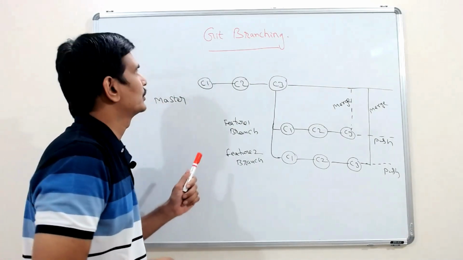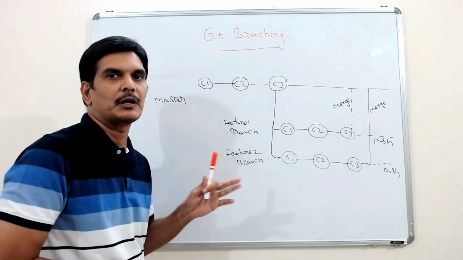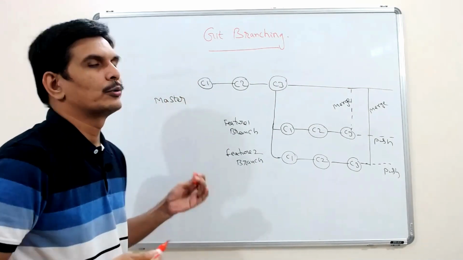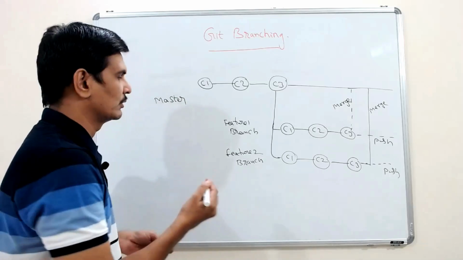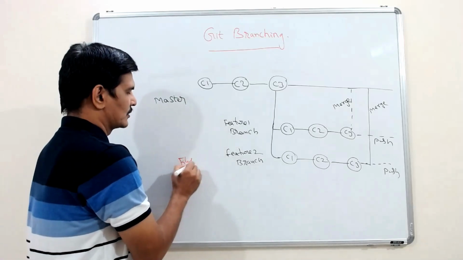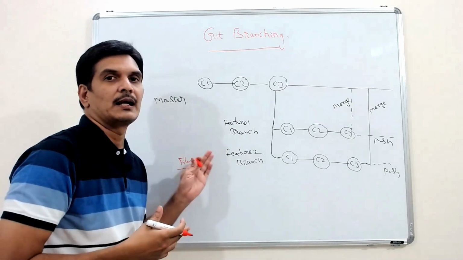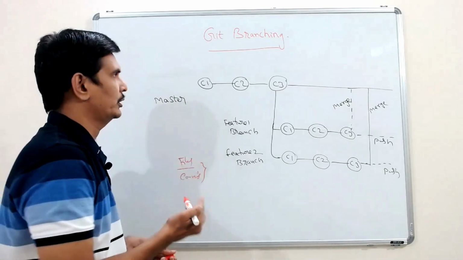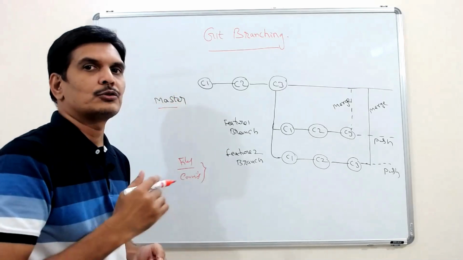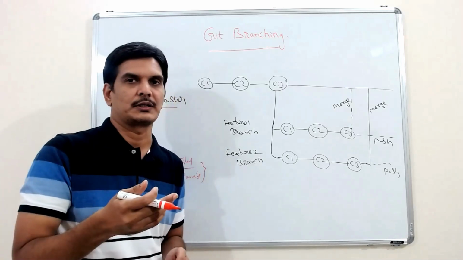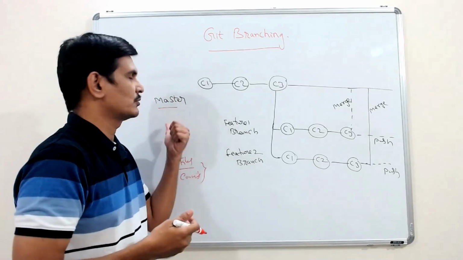So first, let us see what branching is, and why we need branching. Normally, when you create a project, we will create several files, and similarly, we do several commits. So where exactly will the files and commits be placed? By default, they will go to the master branch. As soon as you create your local repository, by default, the master branch will be created.